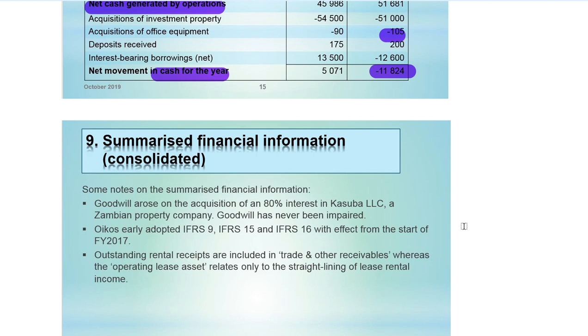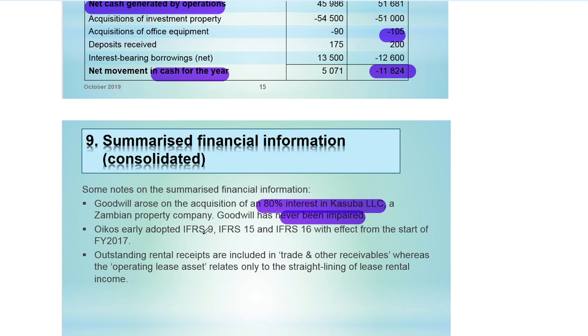Then summarize financial information. Now they're giving us more information that you need to know about the financials of the company. Some notes of the summarized financial information. Goodwill arises on the acquisition of 80% of Kasuba LTC, a Zambian property company. Goodwill has never been impaired. So they're saying goodwill has never been impaired, but we saw goodwill going down. So that is a bit concerning. You want to understand if goodwill is going down, what is happening then?